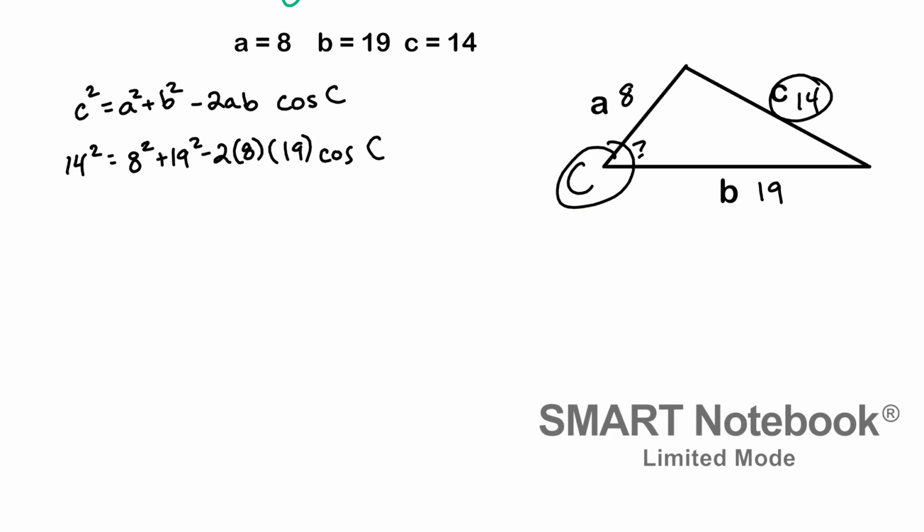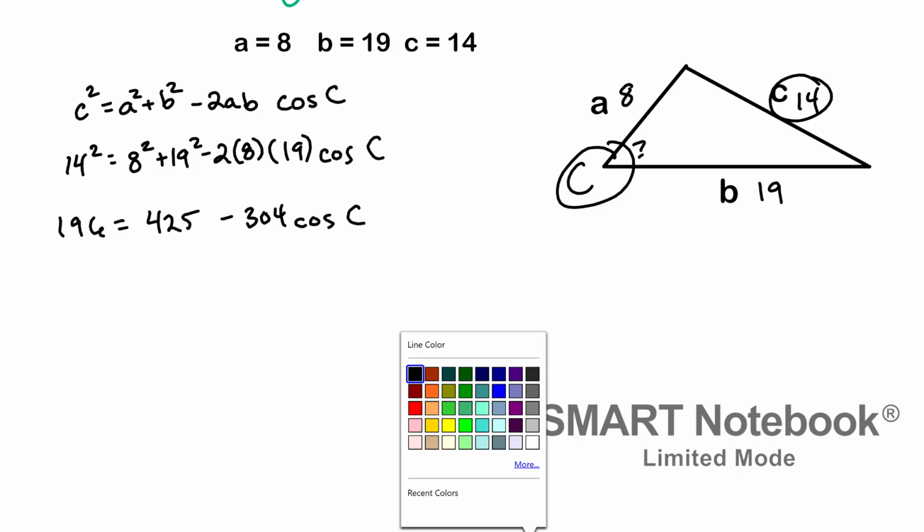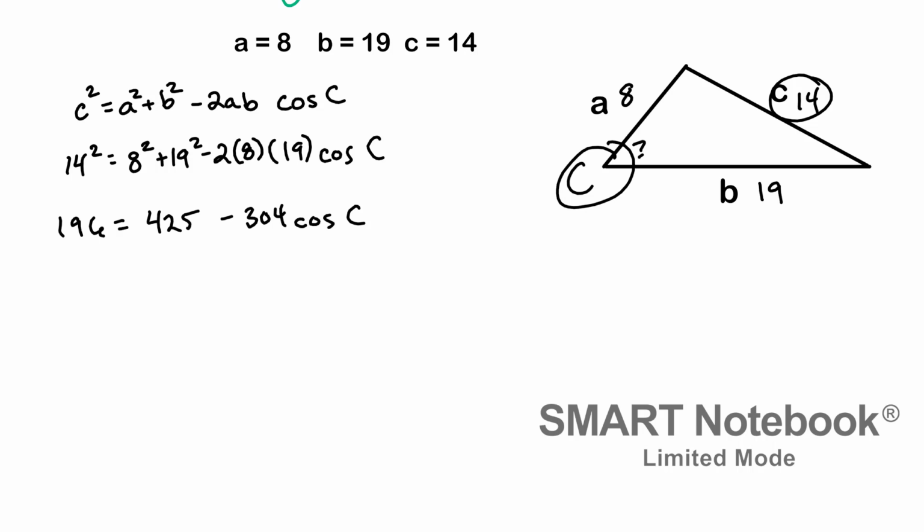So at this point, I have on the left side 196, and that's going to equal 425 minus 304 cosine of c. So here's why I had to do the right side separately. 425 and negative 304, we can't subtract those two. We can't combine them because they're not like terms. Negative 304 is attached to this cosine of c. So what we need to do now is a little bit of algebra to try and solve for cosine of c.